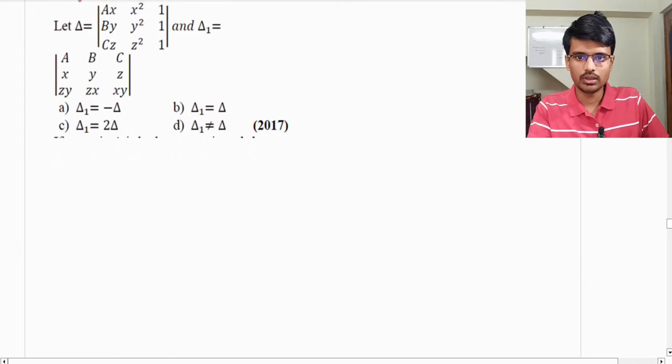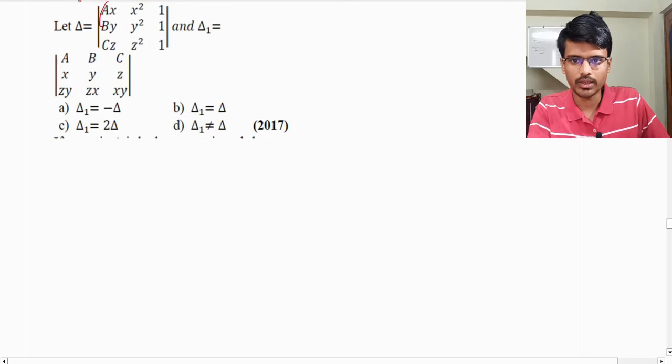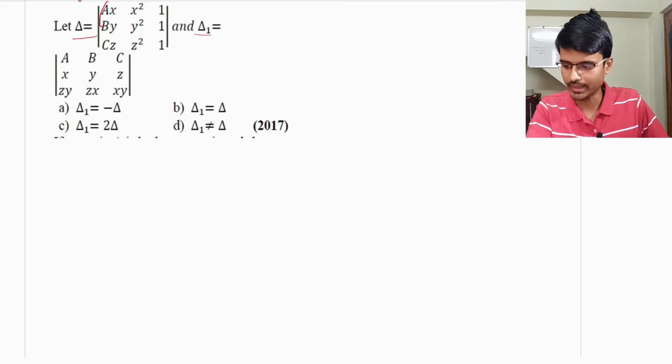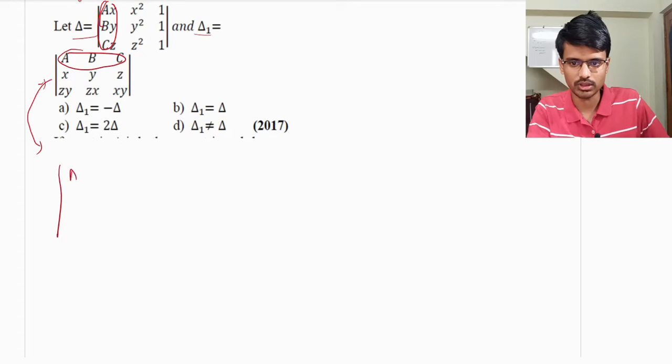Yeah, again. So we have got ax x square 1 a b y so and so. This is delta 1. We need to find the relation between delta and delta 1. Okay, looking here, ABC is in column here, but here ABC is in row. So first thing I would do is I would take a transpose. I am concentrating on delta 1. Okay, I'll take transpose. On transpose nothing happens. Okay, ABC XYZ, ZY ZX XY.